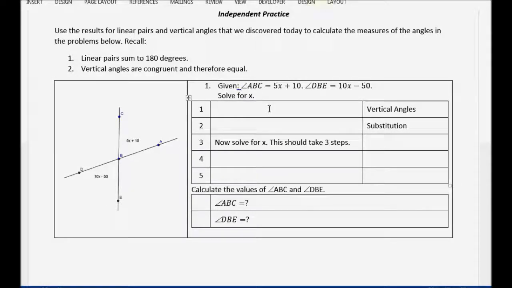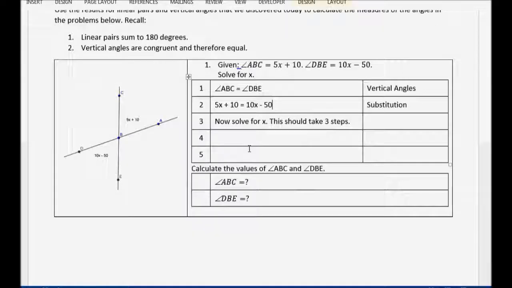So for example, we start off by claiming that the angles are equal. Here angle ABC is equal to angle DBE because they're vertical angles. And then by substitution we can say that 5x plus 10 is equal to 10x minus 50. And of course then we can solve for x.